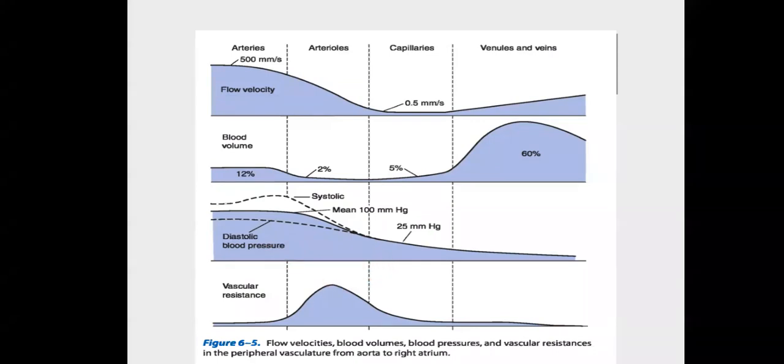So the vascular resistance is higher in the arterioles because of the highest amount of smooth muscle in the arterioles. They are actually the regulator of the blood pressure, the arterioles.